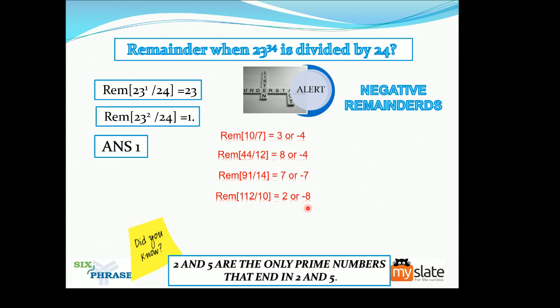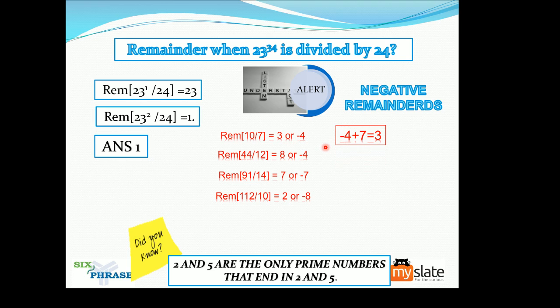Both are correct. Okay, 91 by 14, what is the remainder? You can say 7 or minus 7. Both are correct. Okay, 44 by 12, the remainder is 8 or minus 4. And 10 by 7, the remainder is 3 or minus 4. All these are what we call negative remainders, which are equivalent to these positive remainders. You can use either in problems to solve. Both are the same things.